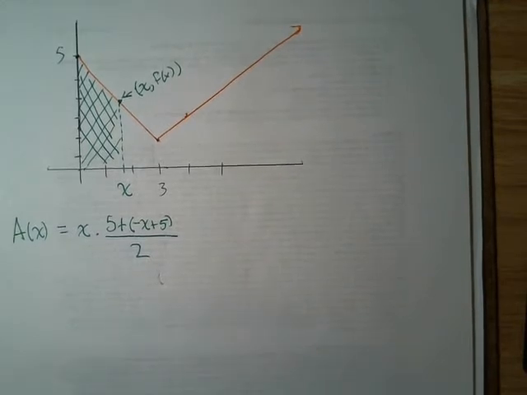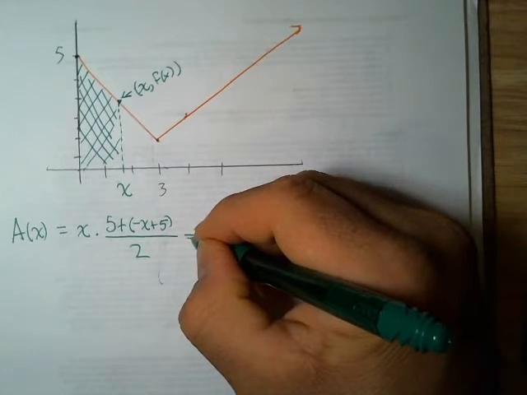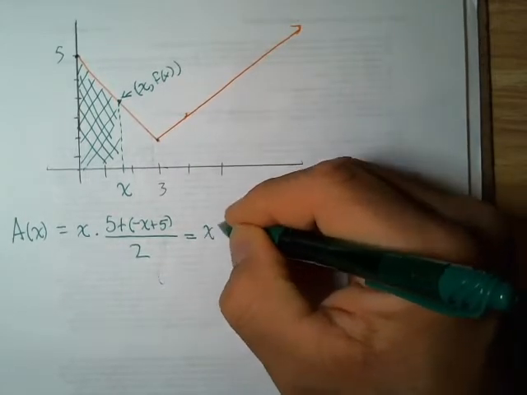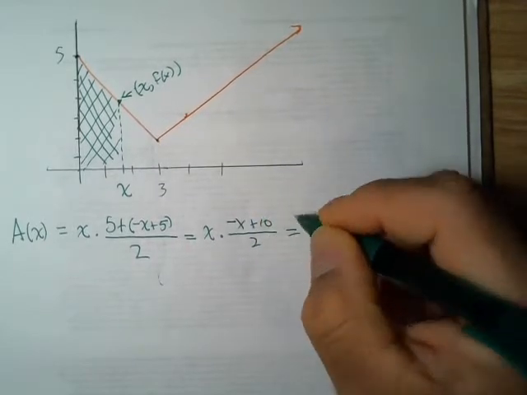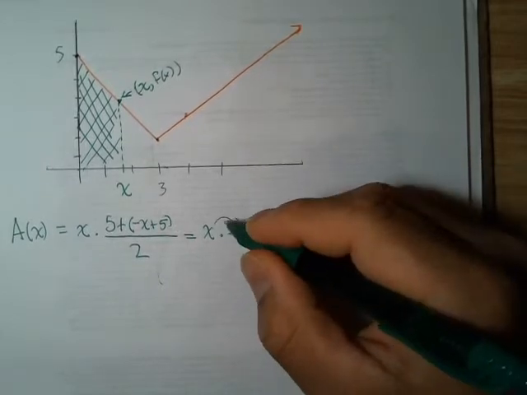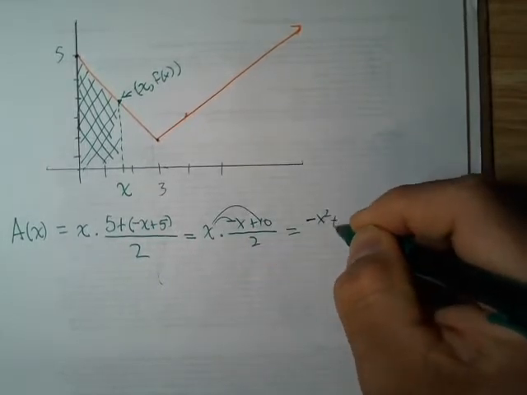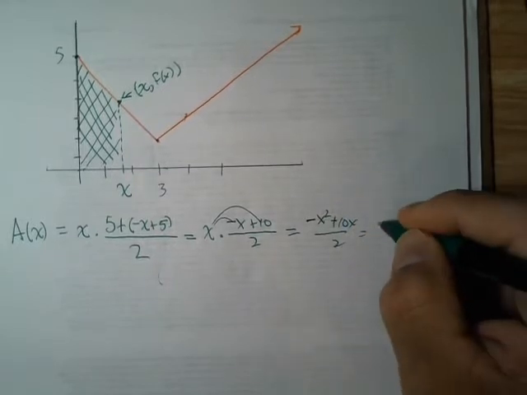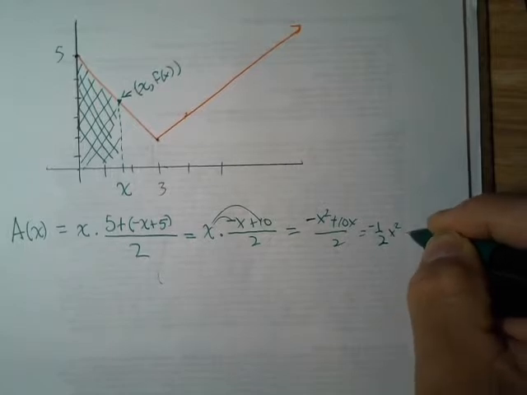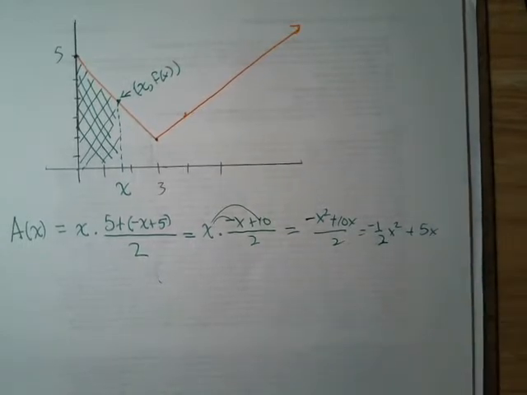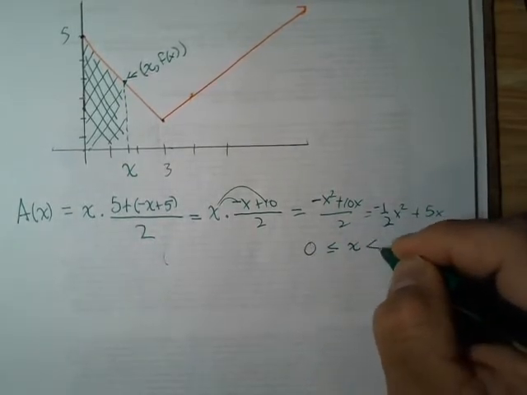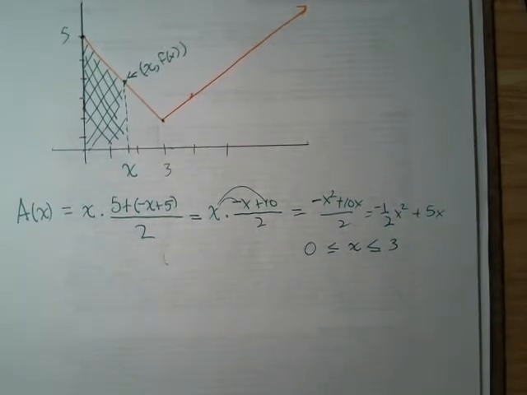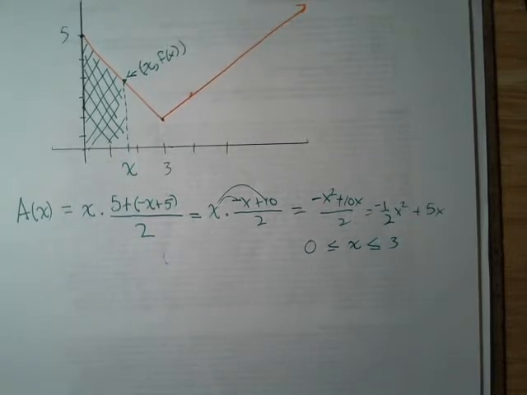Okay, all right, so reducing this, we get x times negative x plus 10 over 2. Reducing a little further, distributing that x into here, negative x squared plus 10x over 2, or negative 1/2 x squared plus 5x. All right, but again, notice that this only works for values between 0 and 3. So what happens when I get values that are larger than 3?